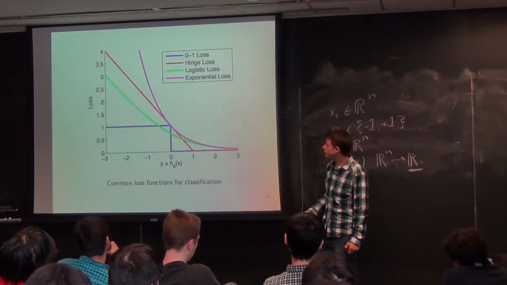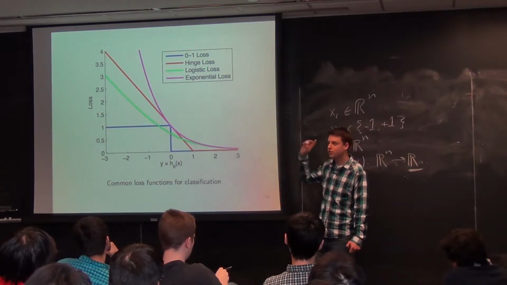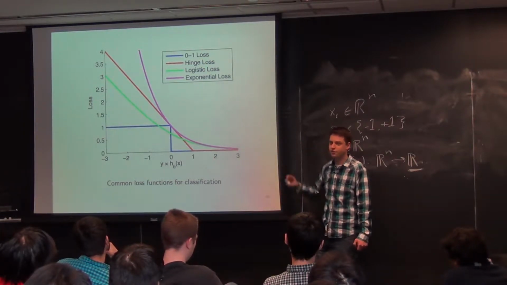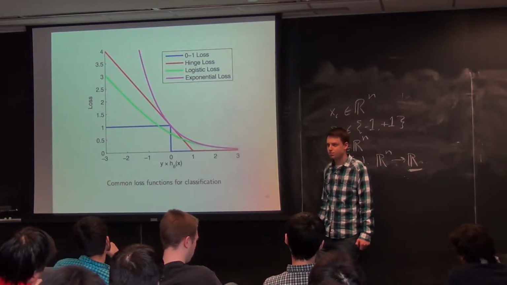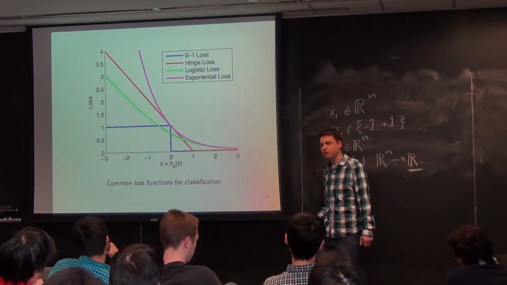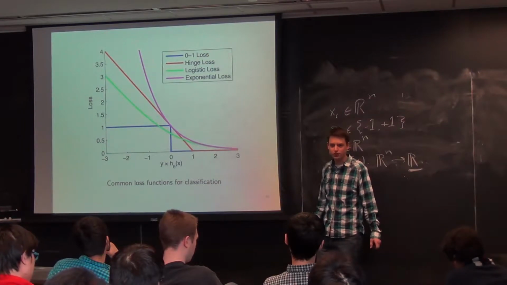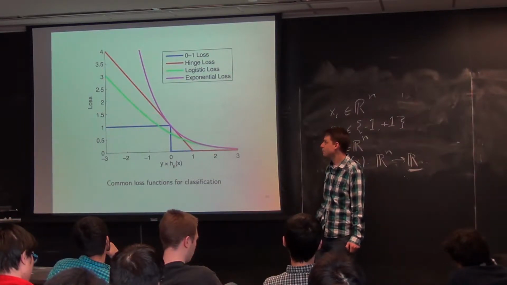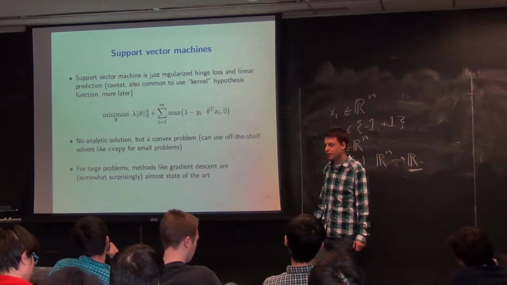And it turns out that a huge number of machine learning algorithms are just a matter of picking different loss functions here, and oftentimes different ways of optimizing them too, but really different loss functions is what it boils down to a lot of the time. So for example, a support vector machine.